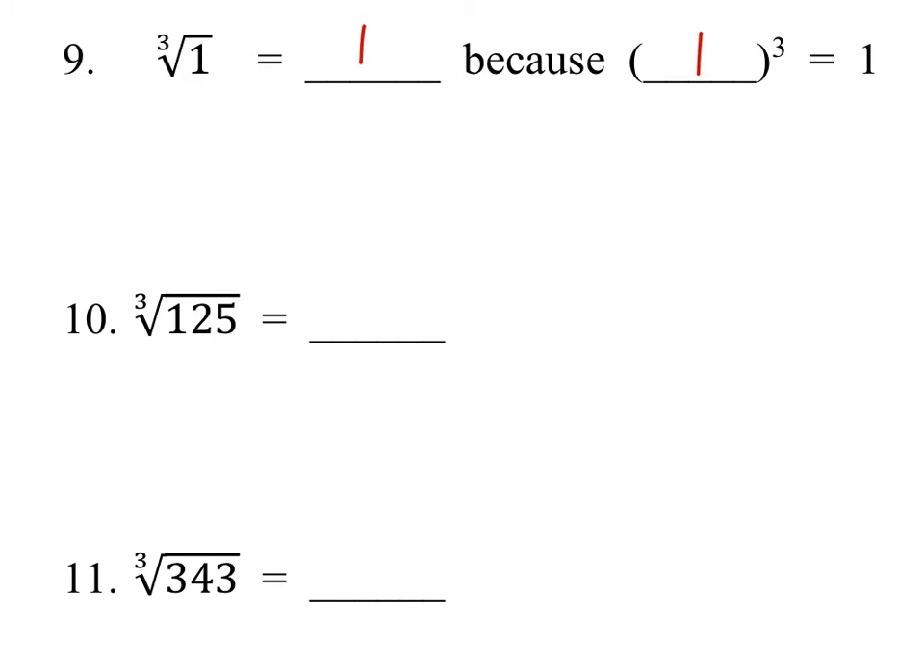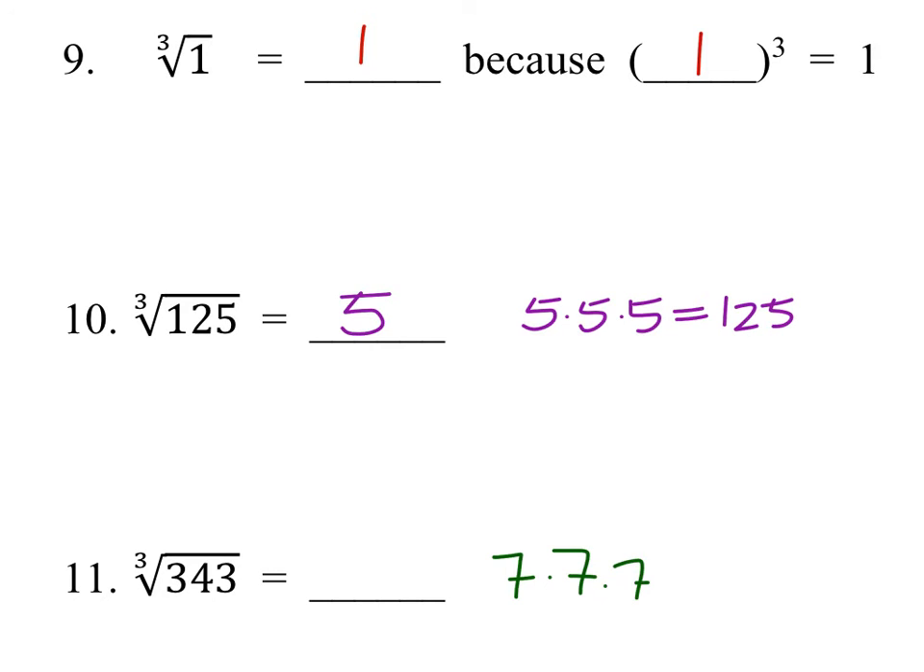Alright, so the cube root of 125 would be 5. Again, that's because 5 times 5 times 5 is 125. We've done that one already. Let's look at 11 then. The cube root of 343 is 7, because 7 times 7 times 7 is 343.